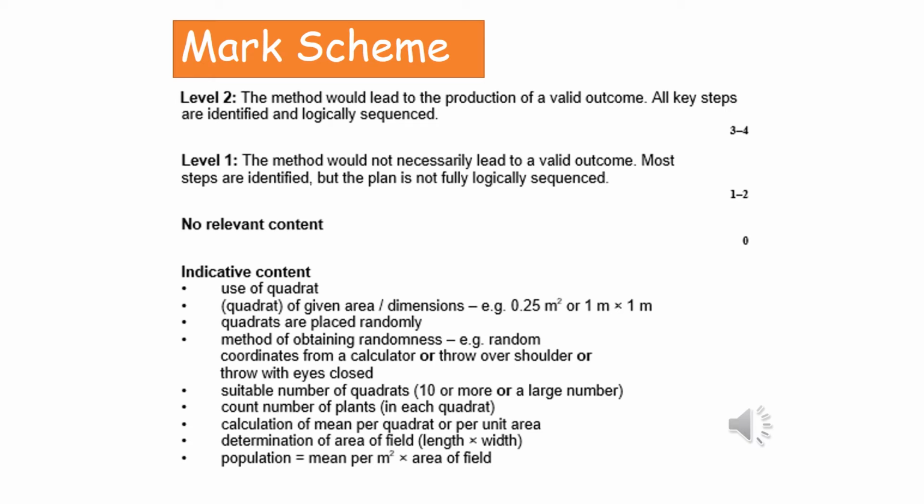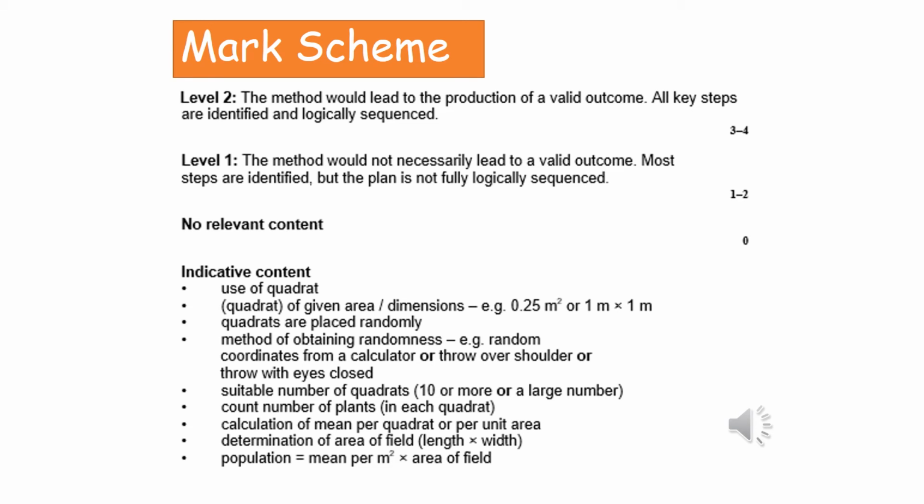So this is some of the content that you need to include in your answer. You need to use a quadrat, and provide the dimensions of the quadrat, so it's a meter by meter or it's a 0.25 meter squared quadrat. The quadrats are placed randomly. You need to mention how you're going to achieve that randomness. So are you going to use random coordinates from a calculator or just throw it over your shoulder with your eyes closed? Using a suitable number of quadrats, so ideally 10 or more, or even a larger number.